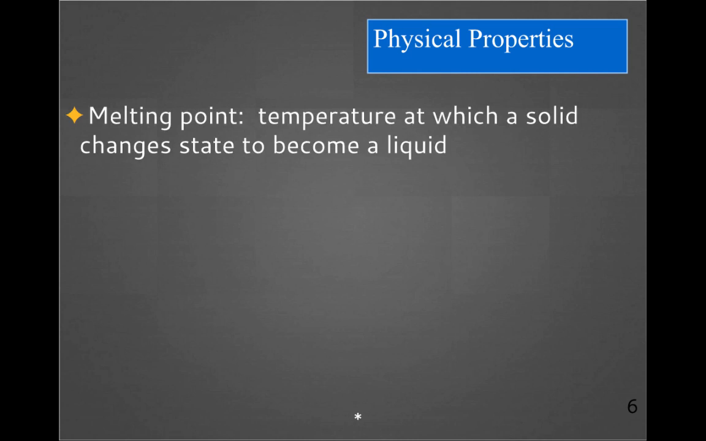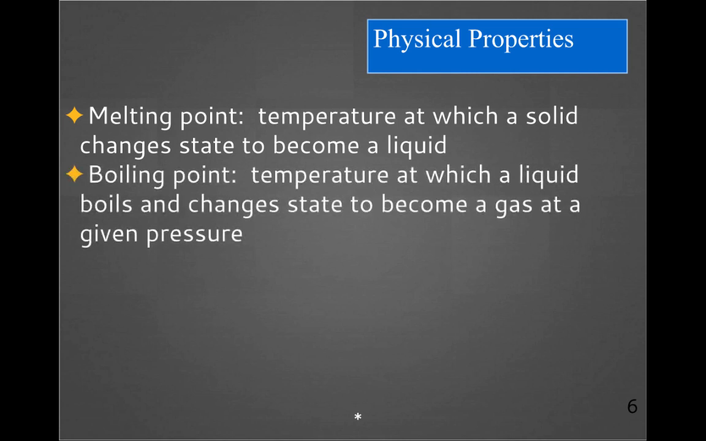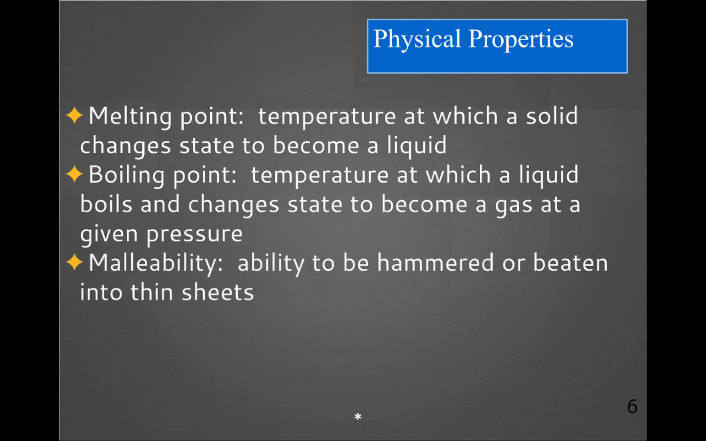Physical properties definitions. The melting point. Melting point is a temperature at which a solid changes state to become a liquid. The boiling point is a temperature at which a liquid boils and changes state to become a gas at a given pressure. Malleability is the ability to be hammered or beaten into thin sheets. This is where we get aluminum foil.